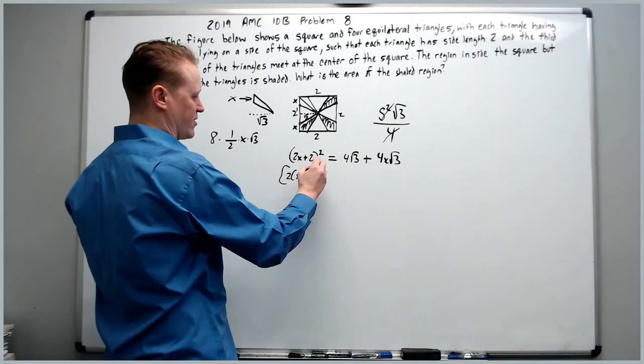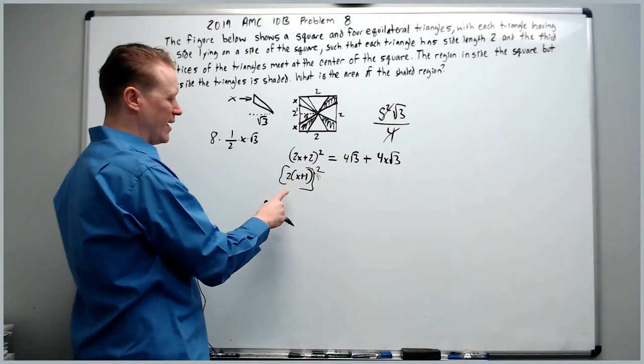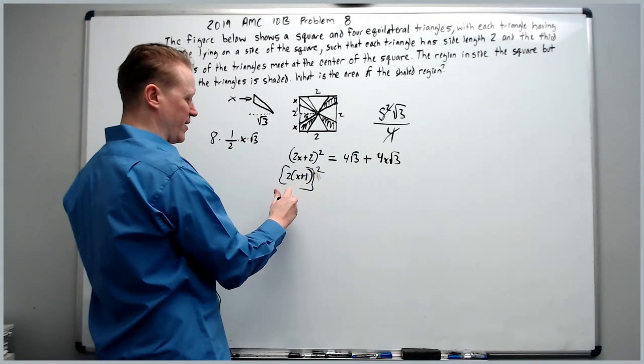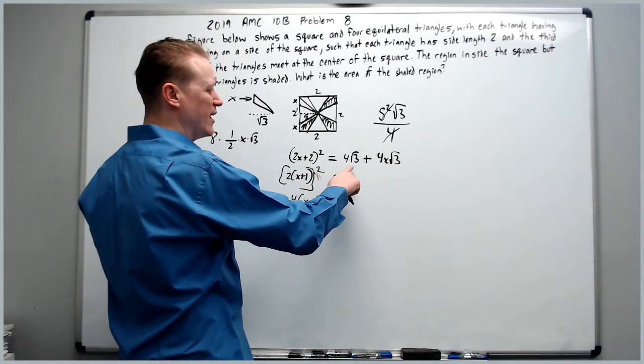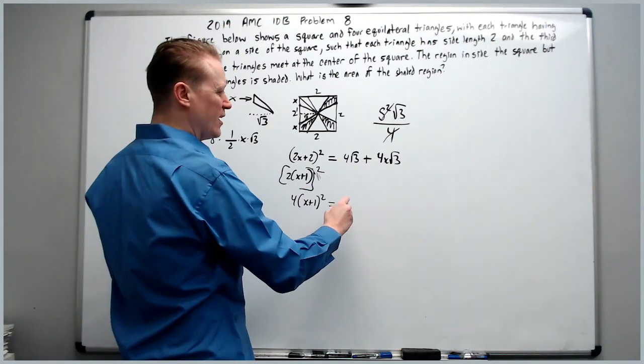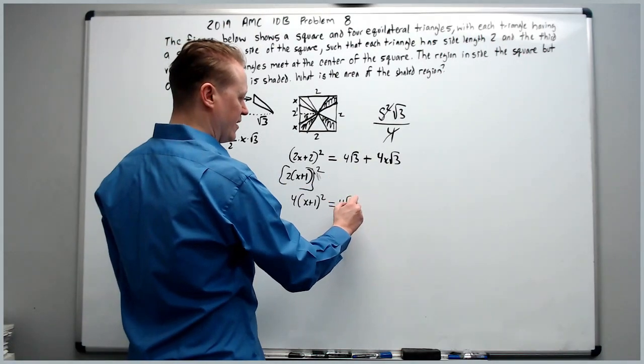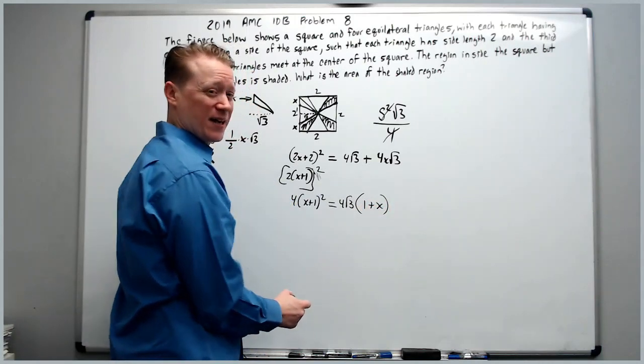And so the square's outside, factoring a 2 out. Now I can take that 2 and square it and pull it out to have 4 times (x plus 1) squared equals. Let's pull out over here 4 root 3, and you will have 1 plus x remaining.